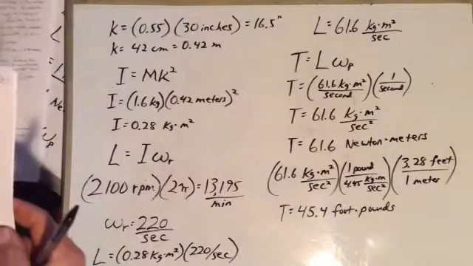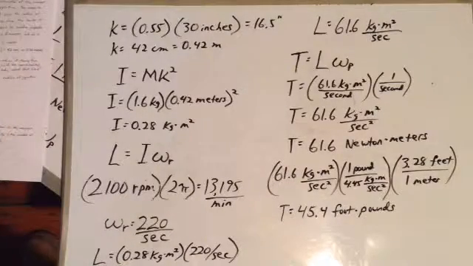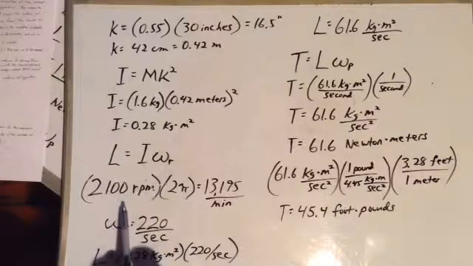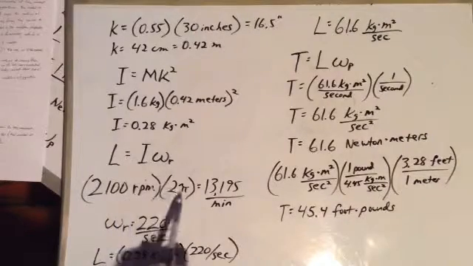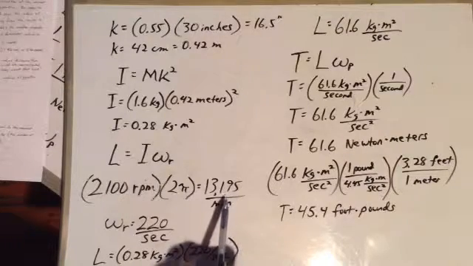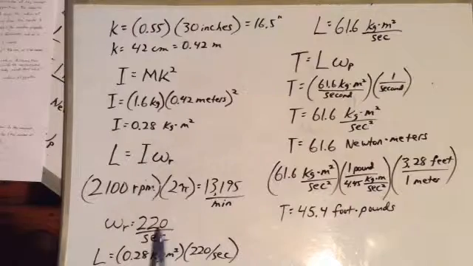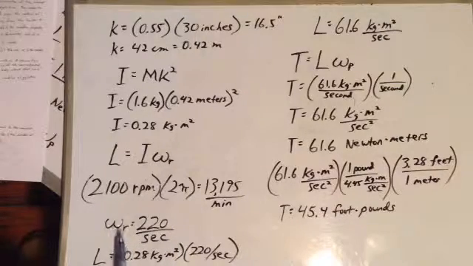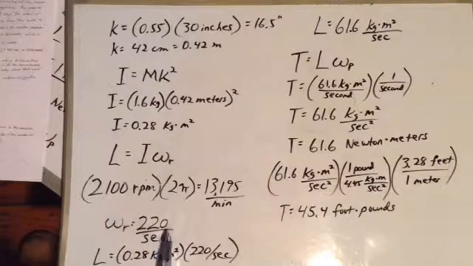The Steel Stork's propeller at full power spins at 2100 revolutions per minute. Each revolution is 2 pi radians, so it's spinning 13,195 radians per minute. Divide that by 60 and you'll get 220 or somewhere close to that. So that's our angular velocity that the propeller is spinning about its axis, the propeller shaft, 220 radians per second.